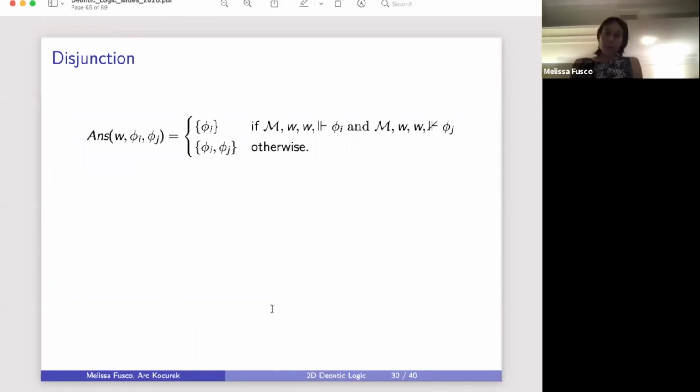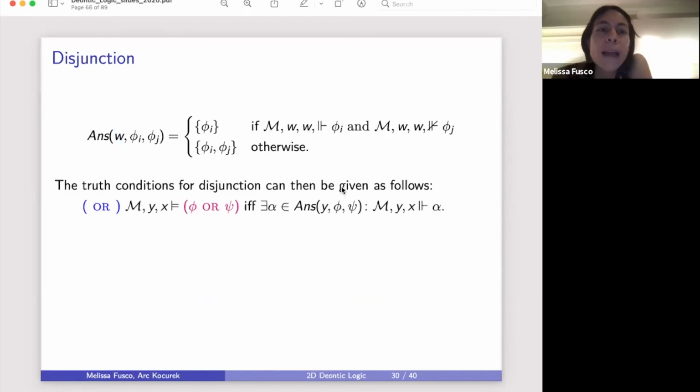So here's a simple way to model a disjunctive question in this way. Create a little answer operator, parameterized to a particular world. It'll take two sentences, phi i, phi j, and it'll give you the singleton containing, let's say, phi i, if phi i is true at w. Now we're just looking at diagonal truth. So if one's true and the other's false, it'll give you the singleton containing the true answer. And otherwise it just spits out the whole set.